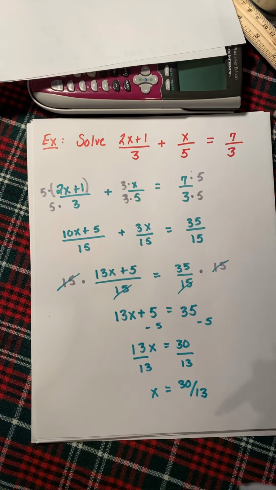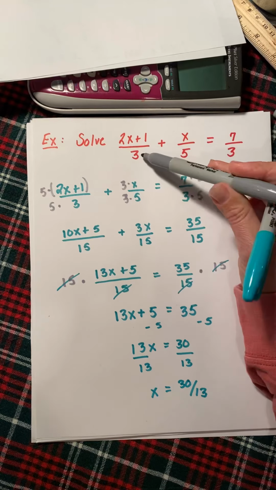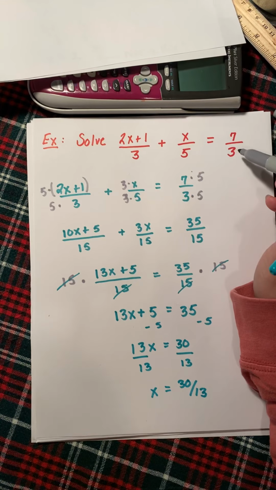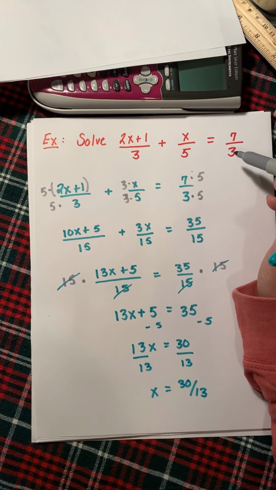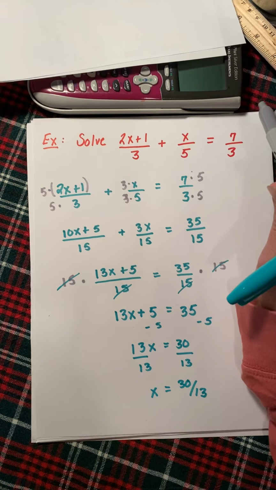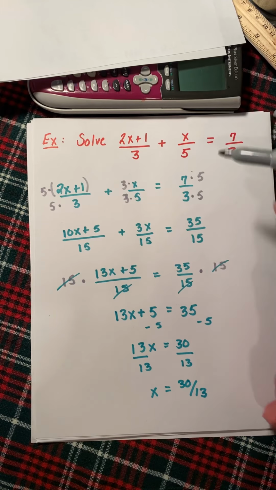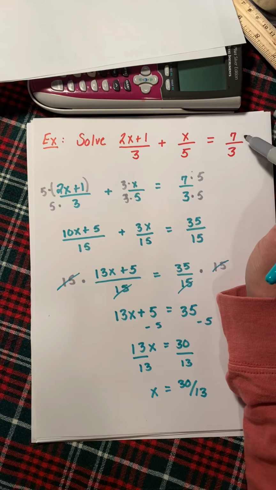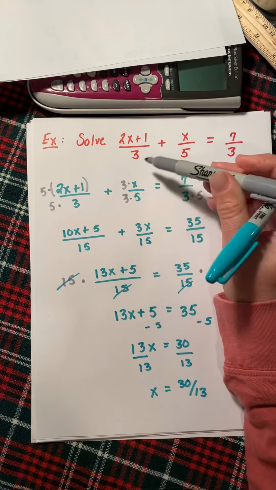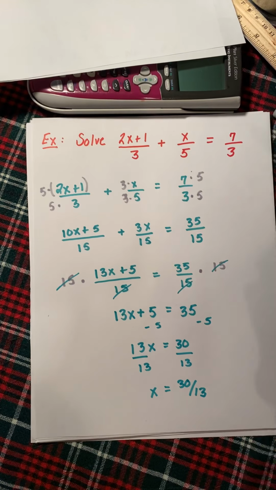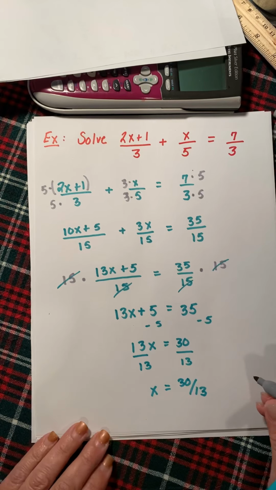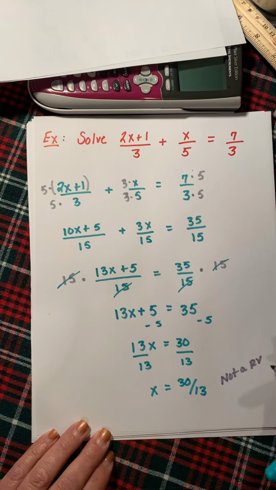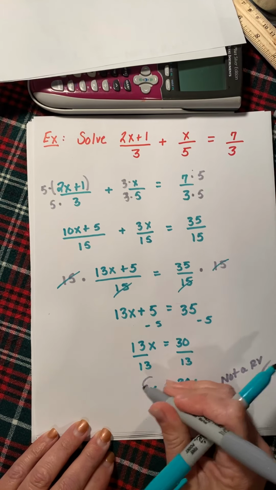Now I'm going to go back up here, and I didn't mention this at first. Because my denominators are constants, there are no restricted values in any of these three expressions. Remember, the denominator of a fraction can never be 0. Numerators can, denominators can't. So this is not a restricted value because in all three of our original expressions, the denominator will never be 0, because that's only 3, that's only 5, and that's only 3. So therefore, this is my solution. It's not a restricted value. So just make sure you check that. And this is my solution.